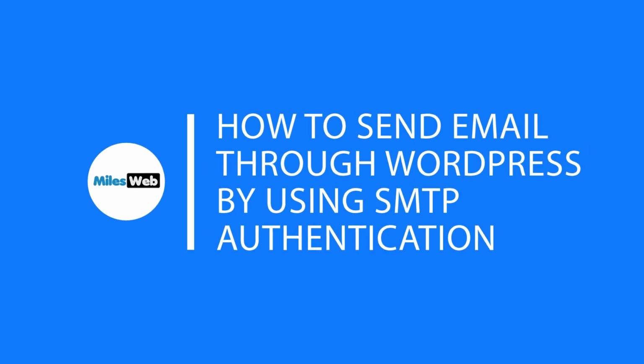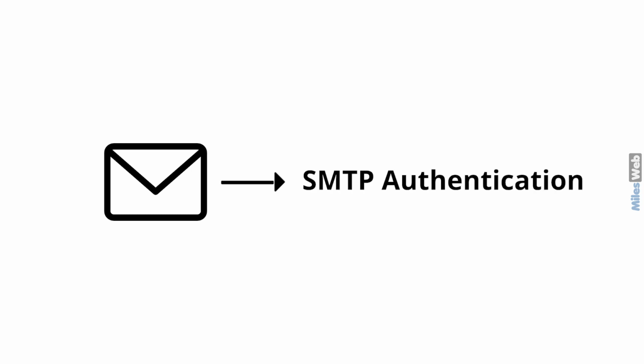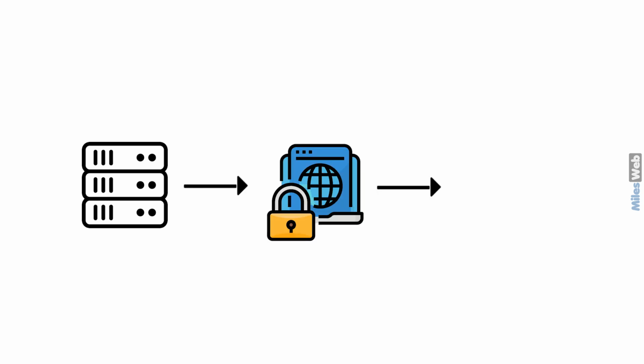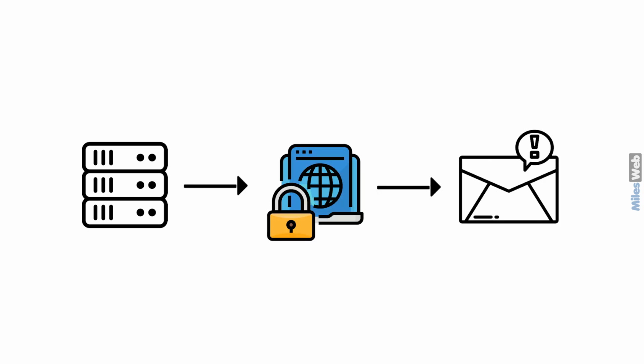In this video, you will learn how to send email through WordPress by using SMTP authentication. Before starting with the step-by-step process, first we'll see the importance of SMTP authentication. While sending an email, it is generally a good idea to use SMTP authentication. When you authenticate with the server, it prevents issues like your message being marked as spam when the email is being sent.